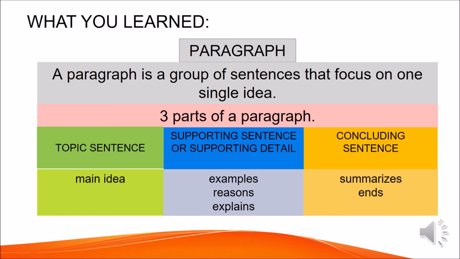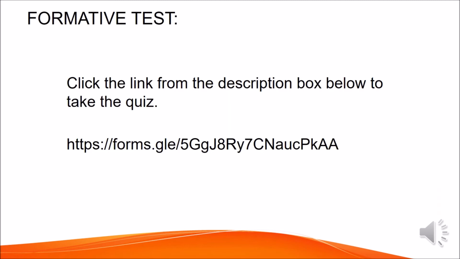In this lesson, this is what you have learned. A paragraph is a group of sentences that focus on one single idea. It has 3 parts: the topic sentence, the supporting sentence or supporting detail, and the concluding sentence. The topic sentence is the main idea of the paragraph. The supporting sentence gives examples, reasons, explains, and the concluding sentence summarizes and ends the paragraphs.